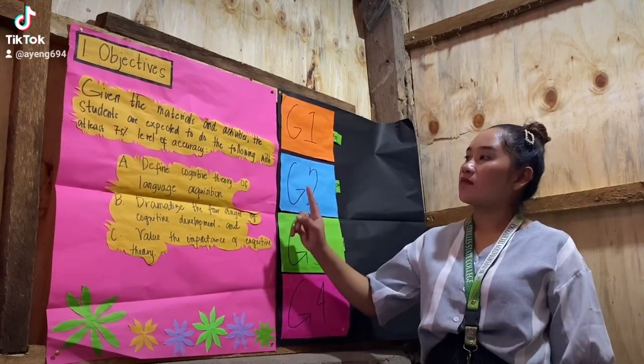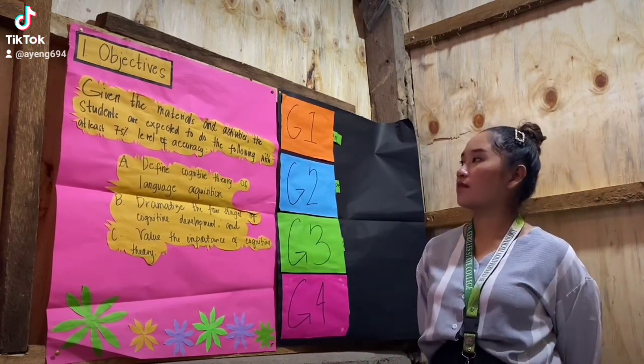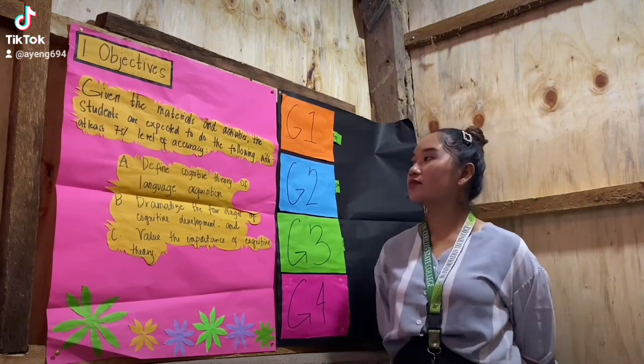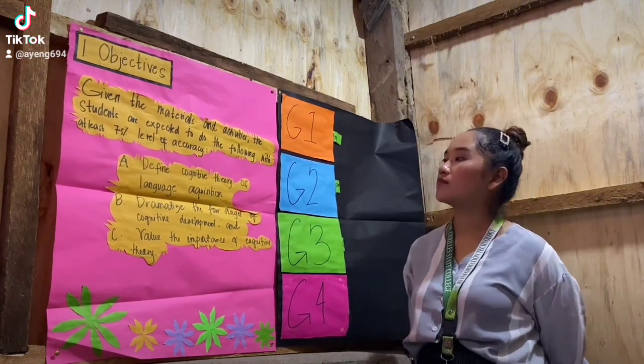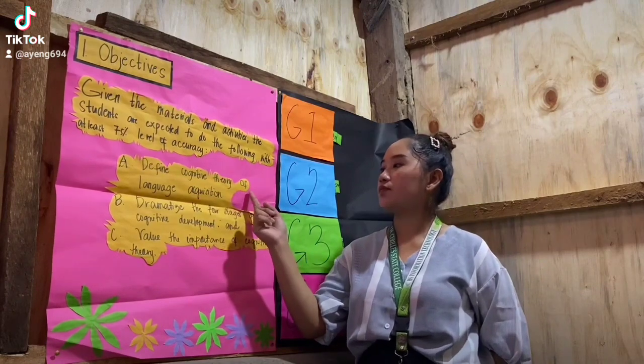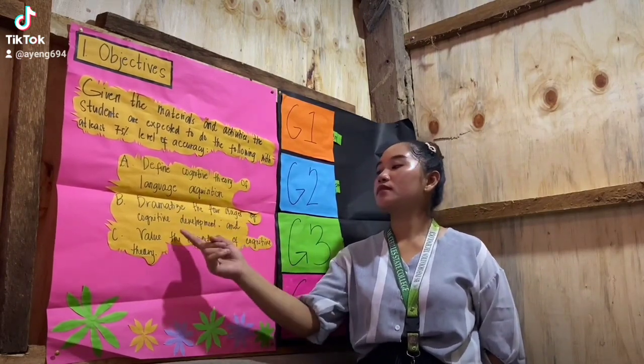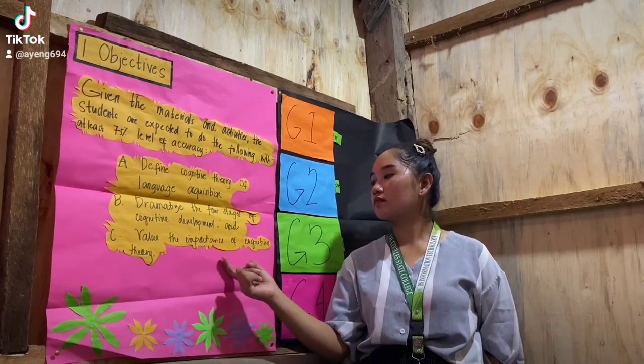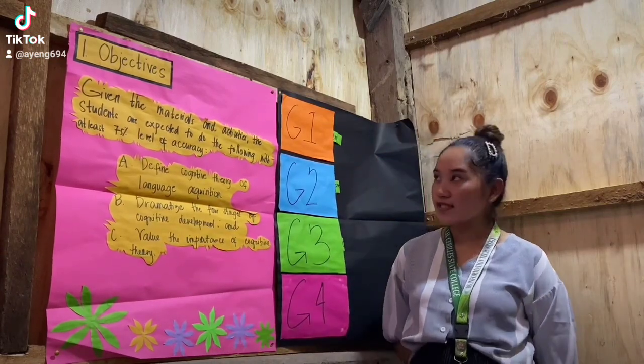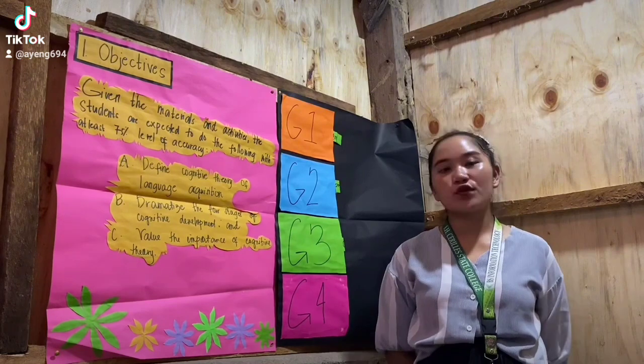Given the materials and activities, the students are expected to do the following at least 75% level of accuracy. A. Define what is cognitive theory. B. Dramatize the 4 stages of cognitive development, and C. Value the importance of cognitive development. Yes, that is our objectives for today.